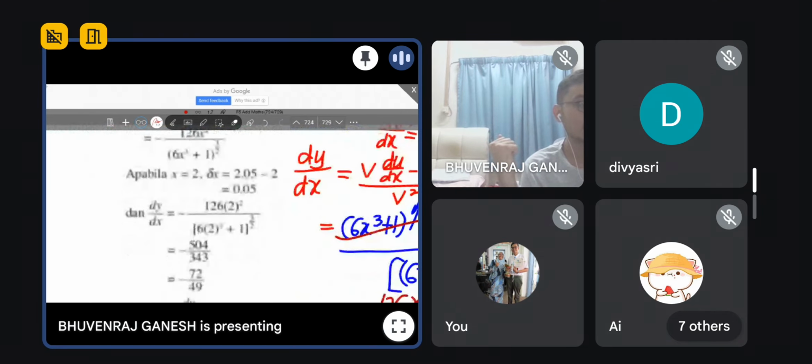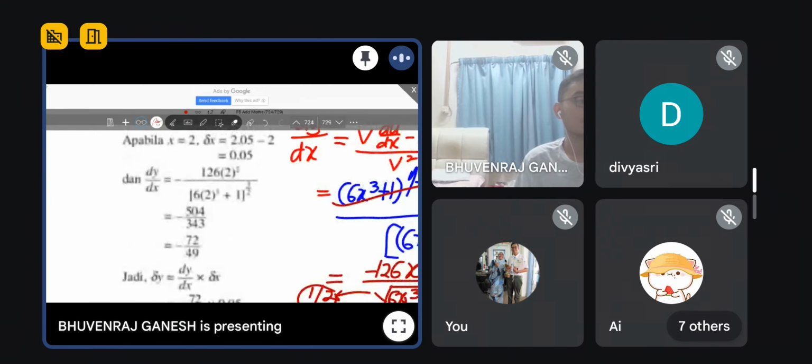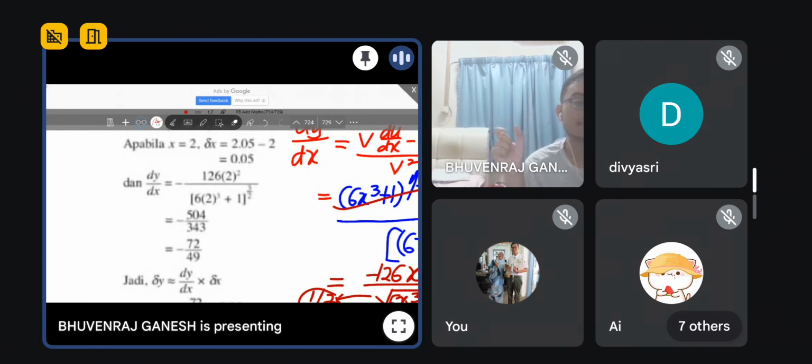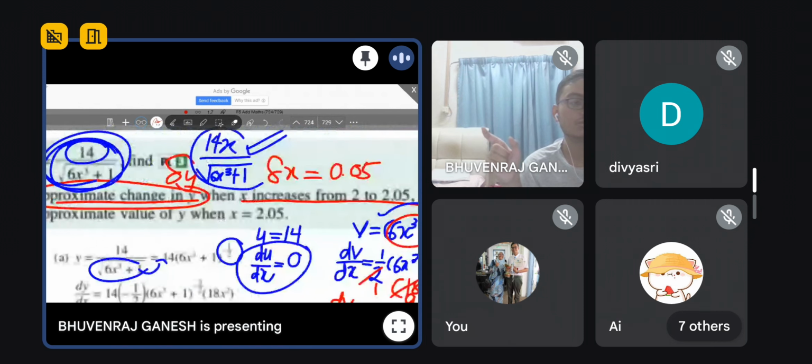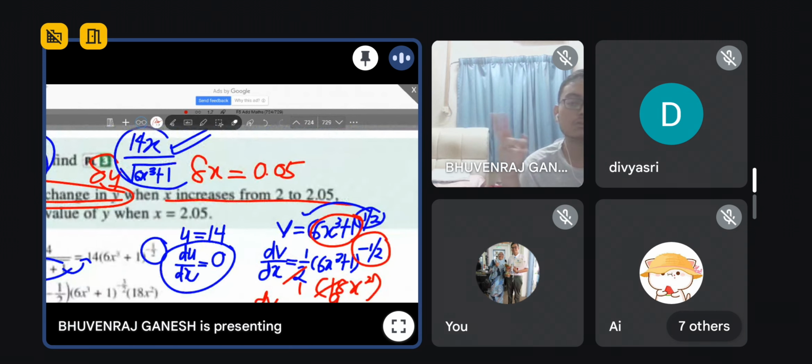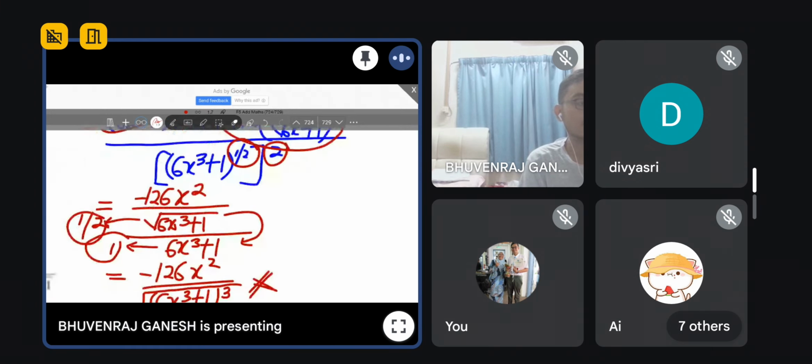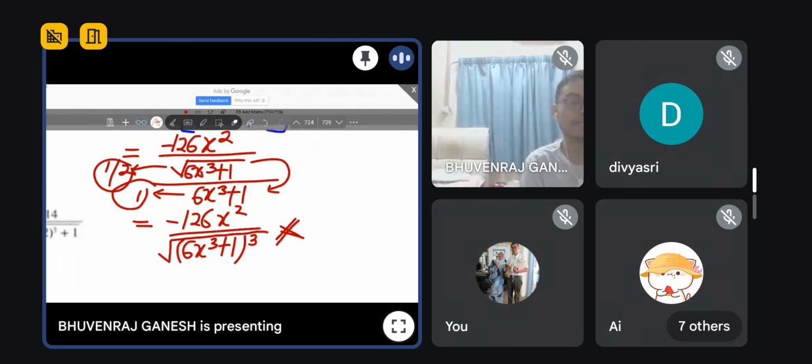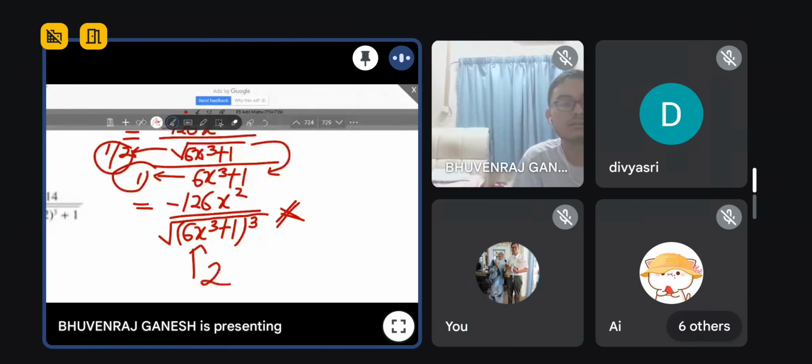So you already found delta x. So basically your dy dx, you got an x term. So for your x term, do you substitute with 2 or 2.05, based on what you learned? Which value must be substituted? Very good. We always substitute the initial value, guys. Remember, which is 2. Don't substitute the value after the change. Okay? So you just substitute x equals 2 inside dy dx.